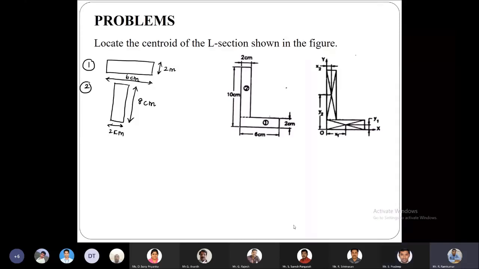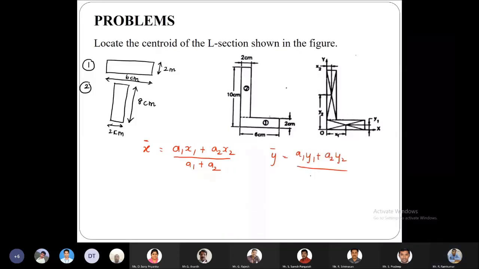Thank you, sir. Okay, so for this, the general syntax we are using is x bar is equal to a1 x1 plus a2 x2 divided by the sum of the areas a1 and a2. And similarly for y bar, we are using a1 y1 plus a2 y2 divided by a1 plus a2.